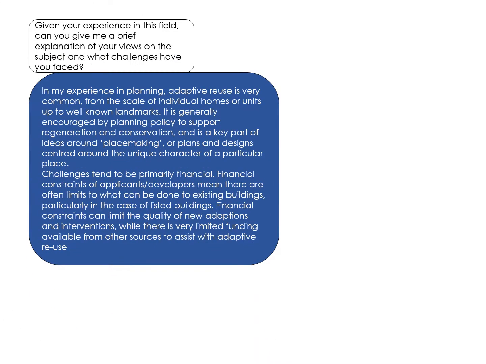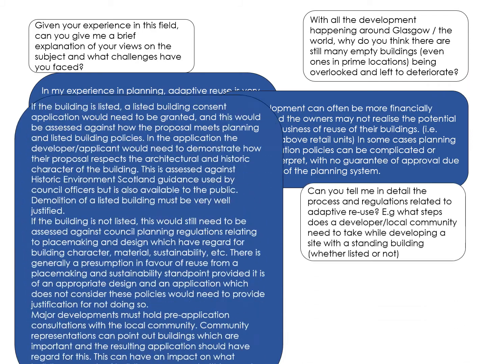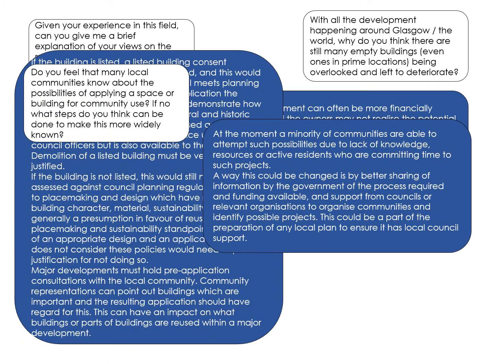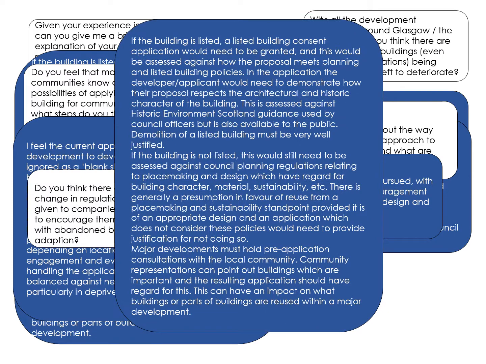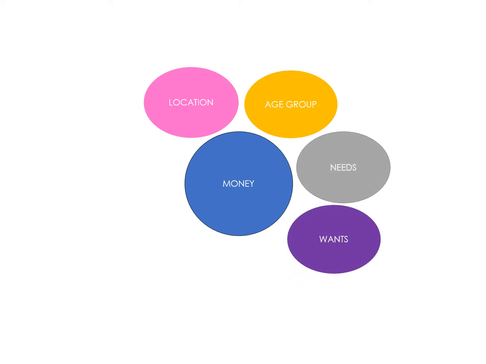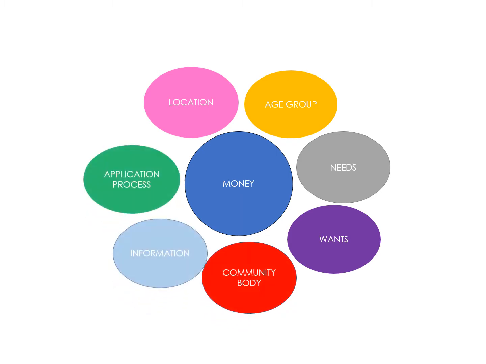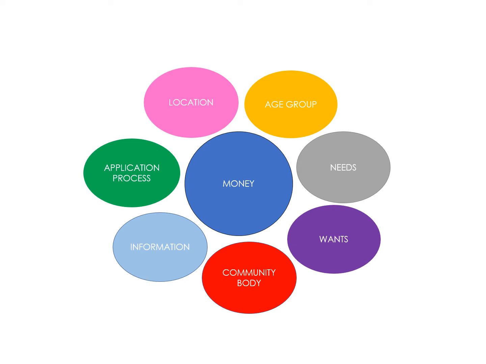I was blessed with the opportunity to interview an assistant city planner at Edinburgh City Council. Although the interview was relatively long, many of my questions got answered. Just to summarise, I found that money was typically the main barrier when it came to adaptation. The location and the age heavily influenced the wants and the needs of the people, and the lack of community activity was generally caused by misinformation and complicated and hard to reach applications.